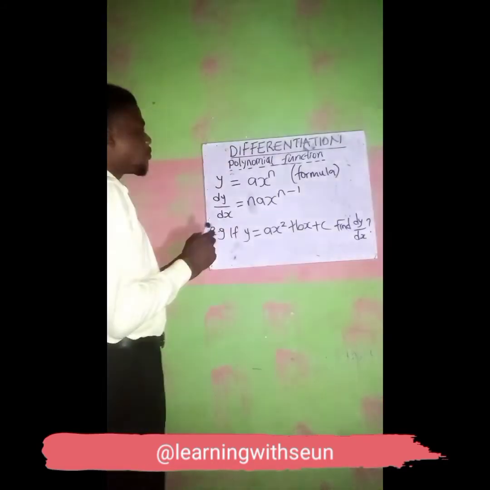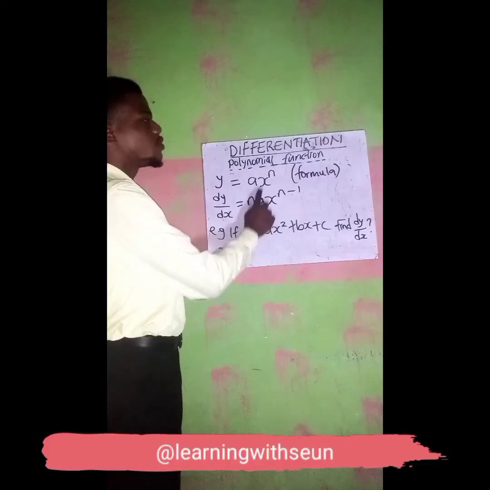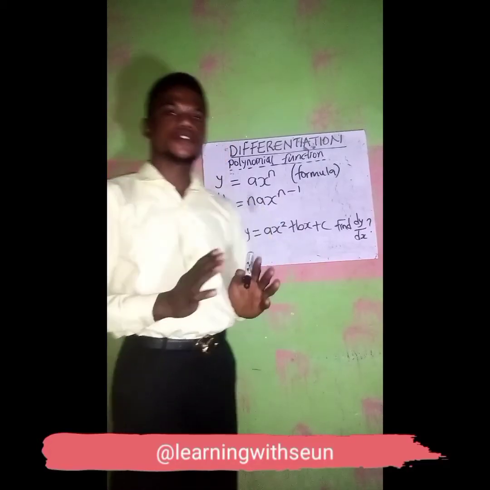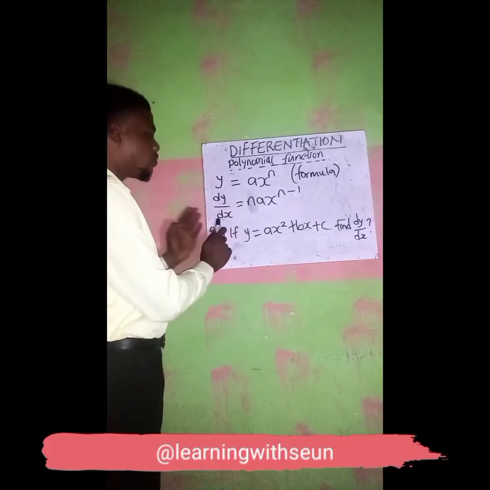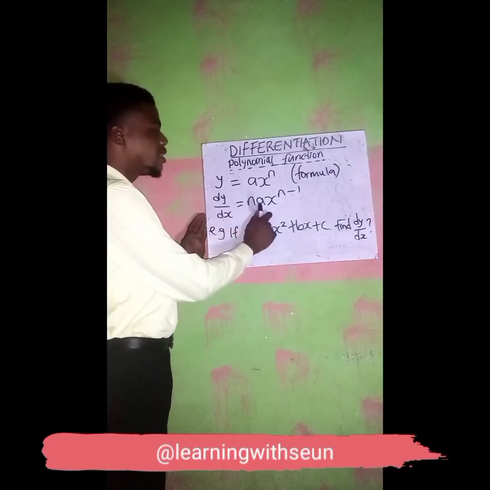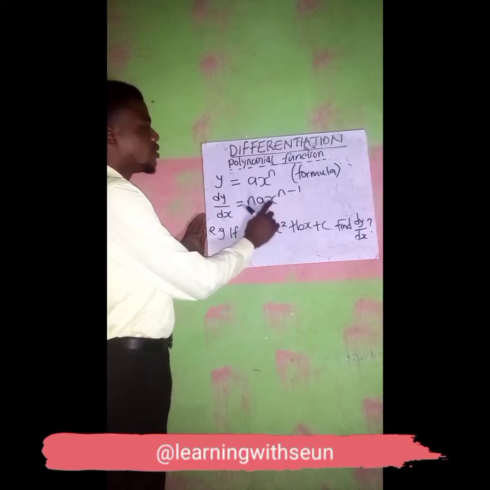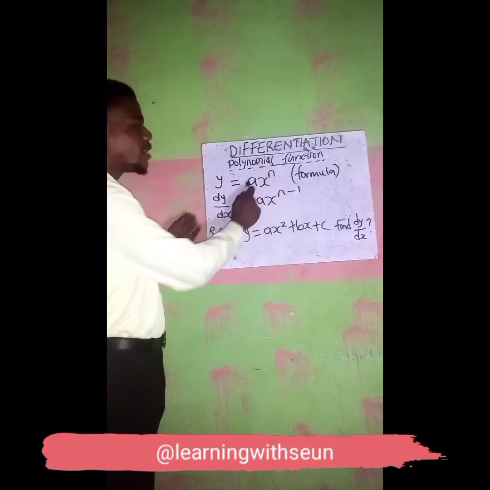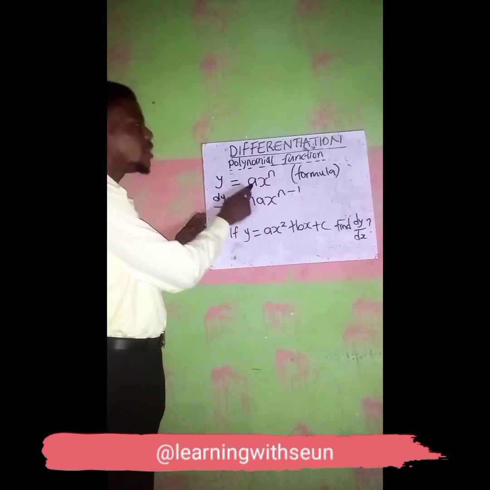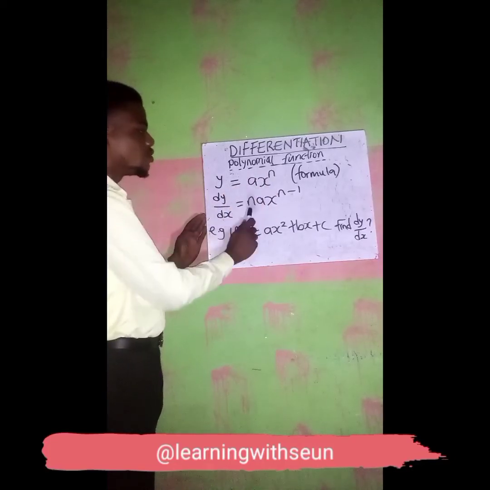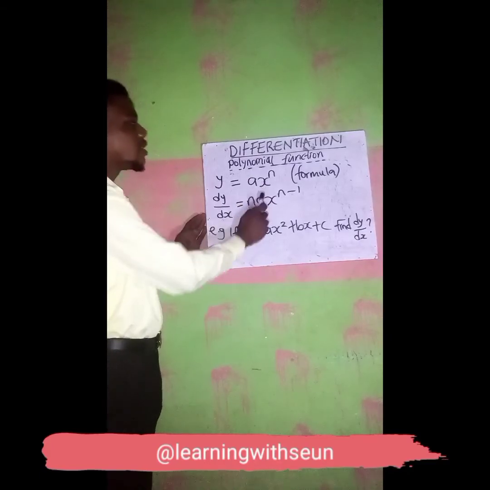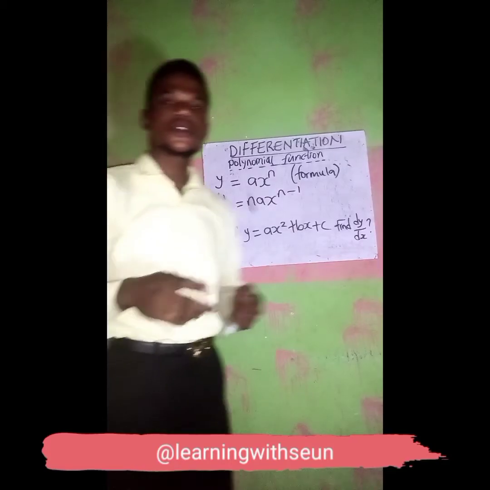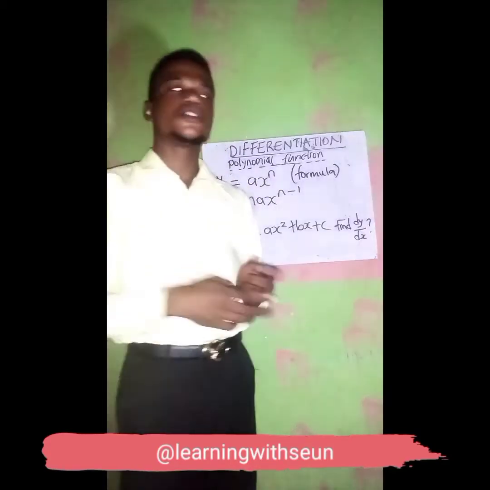Now, if you have y equal to ax raised to power n, this is the formula for solving polynomial functions. Therefore, dy over dx equals n a x raised to power n minus 1. So here you are going to multiply n by the coefficient, which is a. So you have n multiplied by a, which is na, then x, then you subtract 1 from the power. This formula is what we use for polynomial functions.